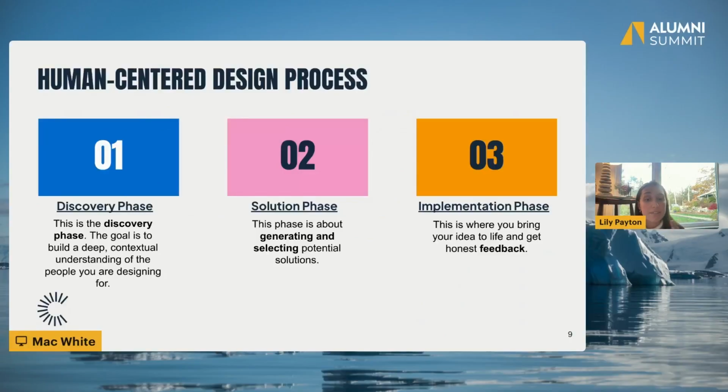There's really 3 key phases. And again, everyone's going to start a little different in how they've used human-centered design, but these are the core 3. The first one is the discovery phase. This is really where you're doing your homework. The goal is to build deep contextual understanding of the people you're designing for.